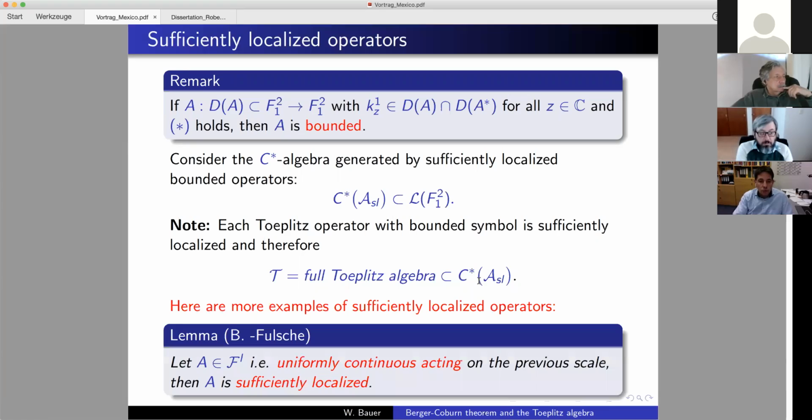And I want to give you more examples of sufficiently localized operators which are not Toeplitz operators with bounded symbols. So for example, one notices that an operator in this algebra FL of operators acting uniformly continuous on the scale of Banach spaces is also sufficiently localized. So this nice action on the scale is reflected by a good behavior of the kernel.